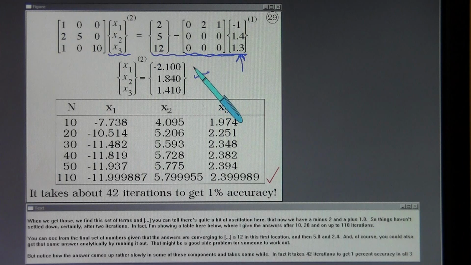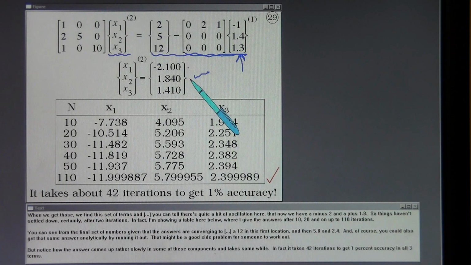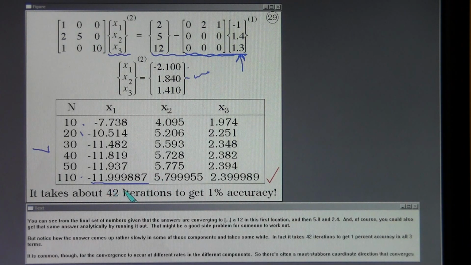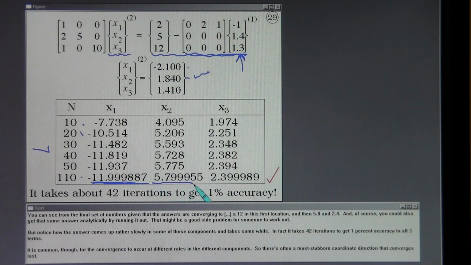You can tell there's quite a bit of oscillation here, that now we have a -2 and a plus 1.8. So things haven't settled down, certainly after 2 iterations. In fact, I'm showing a table here below where I give the answers after 10, 20, and on up to 110 iterations. You can see from the final set of numbers given that the answers are converging to a 12 in this first location, and then 5.8 and 2.4.